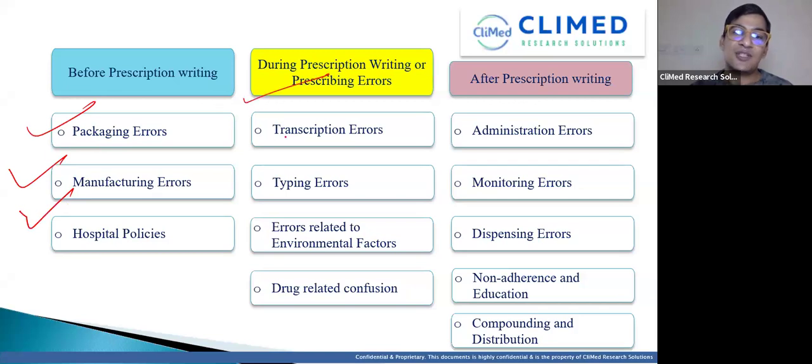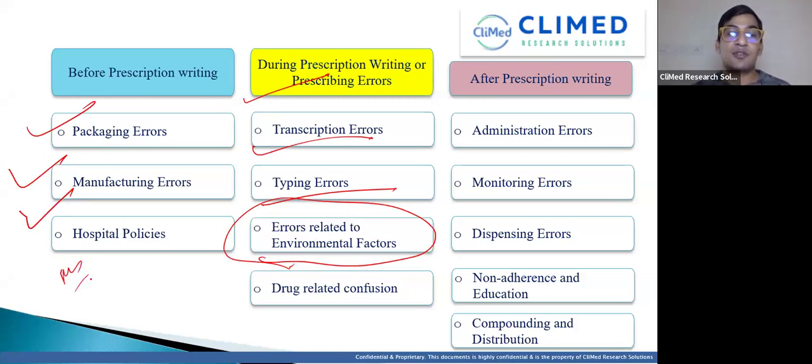During the prescription, yes, there are transcription errors, typing errors, and errors related to environmental factors. What are environmental factors? Suppose I'm talking about my hospital. There are 6 lakh patients per year, a very heavy footfall. So what are environmental errors? Low or dim light in the cabin. The fan is not working. People are shouting. And there is no good management of the people.